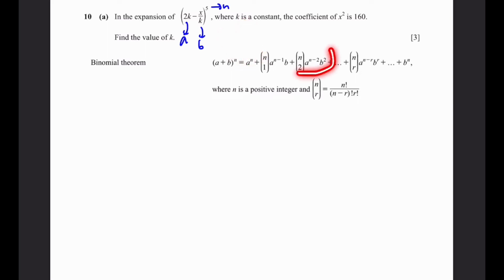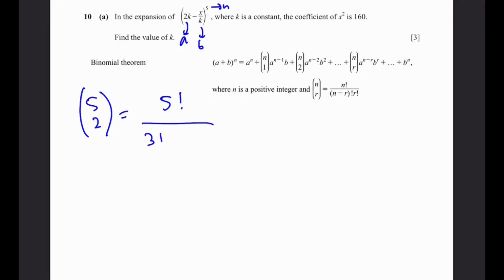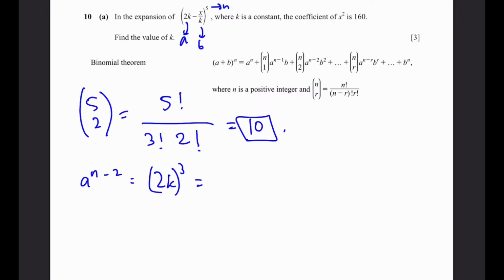And the b squared term is n choose 2, a to the power n minus 2, b to the power of 2. So what is n choose 2? That's 5 choose 2. That's 5 factorial divided by 3 factorial times 2 factorial. So that's going to be 10. Now a to the power of n minus 2 is just going to be 2k to the power of 3, 2k whole to the power of 3. That's 8k cubed.